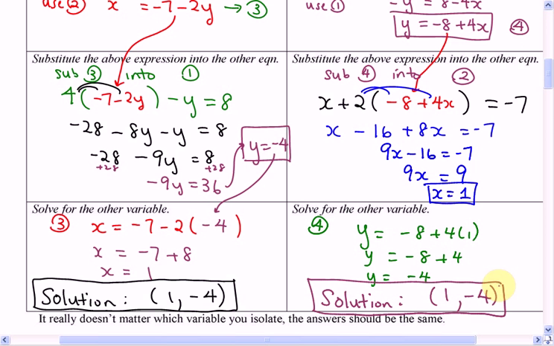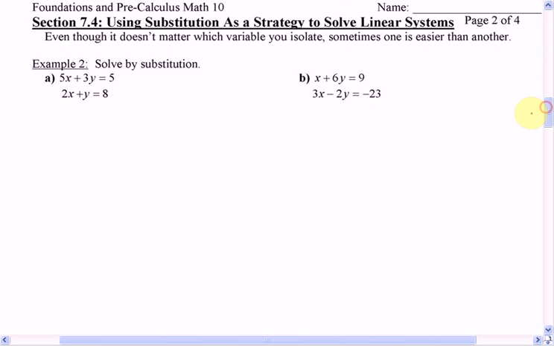Okay. Turn the page. And now I'm going to say to you, well, even though it doesn't matter which variable you isolate, sometimes one is easier than the other. Okay. So I'm going to do 2a with you, and then after that, hopefully you can do b and the rest. For 2a, which letter or variable do you think you should solve for, x or y? And if you answered y, I'd say correct, because it's a little bit easier. So I'm going to use equation number 2, and isolate y. So y equals 8 minus 2x. I'm going to call this now equation number 3.